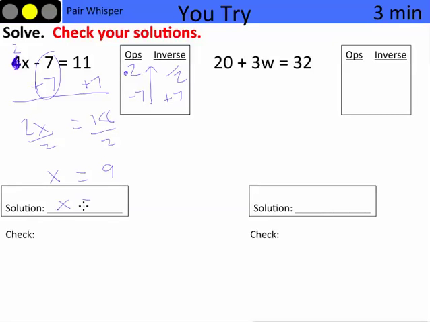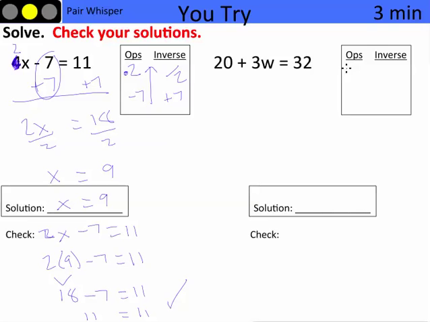Now let's check our solution. If x equals 9, then 2x minus 7 should equal 11. 2 times 9 is 18, and 18 minus 7 is 11. So we did it correctly.